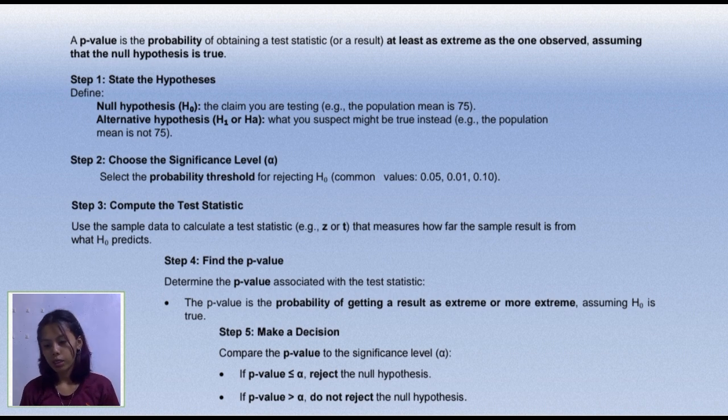So step 4 is find the p-value and compare. Let us use a significance level of 0.05. Since the p-value is 0.12, which is greater than 0.05, you do not reject the null hypothesis.